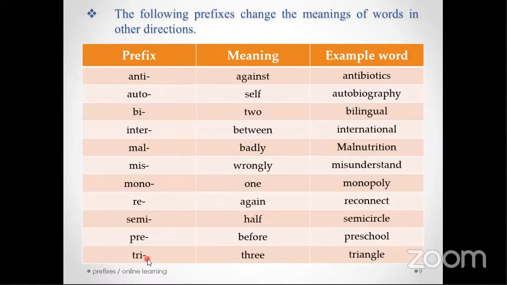Last one, try. Try means three, right? Try කියන්නේ three, තුනක් කියන එක. බලන්න අපි දැන් numbers තුනක් ඉගෙන ගත්තා. By, two, mono, one, try, three. Triangle, ත්‍රිකෝණය, කෝණ තුනක්. Triangle, tristar, right? තරු තුනේ, right? Tristar. Tripod.